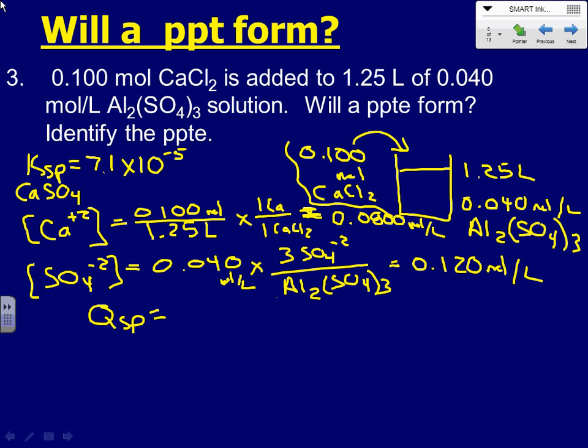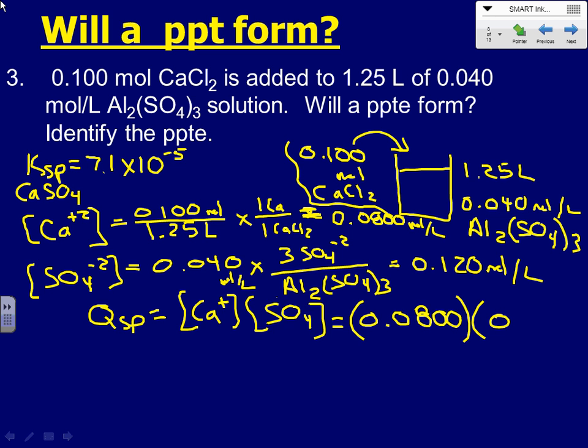QSP. And that's equal to the concentration of the calcium and the sulfate. Again, it's 1 to 1. The calcium, 0.0800, 0.120. You'd think I could do that in my head, but I can't. 9.6 times 10 to the negative 3. And that's just a Q, no units. And I don't have it. Oh, here it is.